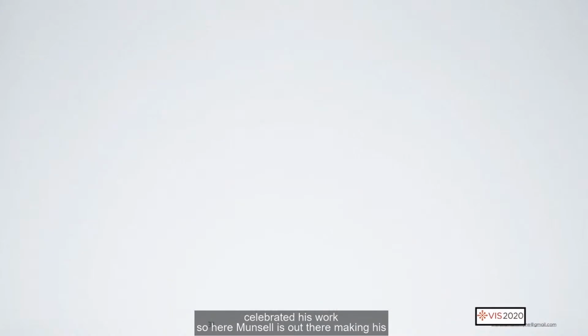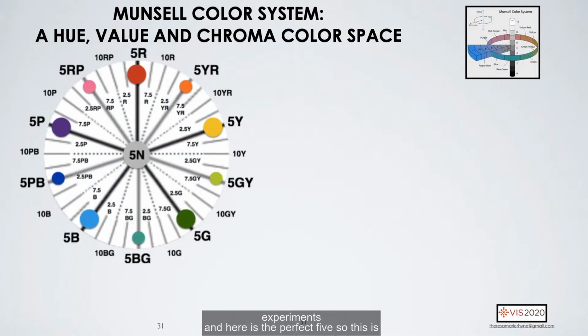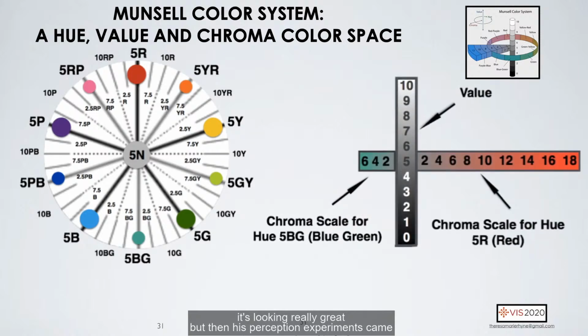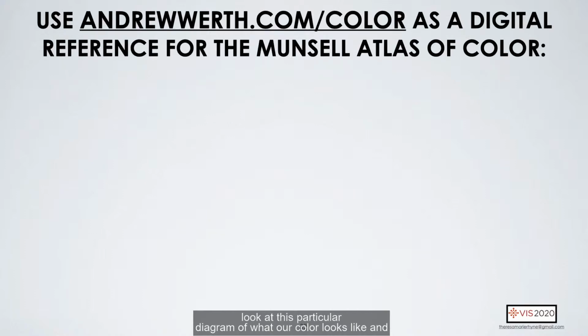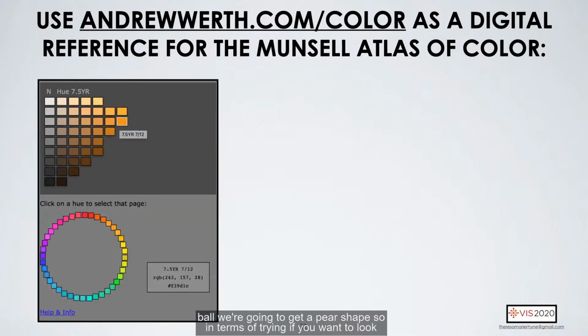So here Munsell is out there making his experiments. And here is the perfect 5. This is the color circle, the color wheel in Munsell notation. And it's looking really good, isn't it? It's looking really great. But then his perception experiments came back, and he found out, guess what? In terms of blue and green, our spectrum goes out to about 6, but in terms of a red hue, we can go out to 18. So we're going to get a pear shape when we look at this particular diagram of what our color looks like, and I showed that to you earlier. We're not going to get a spherical ball, we're going to get a pear shape.